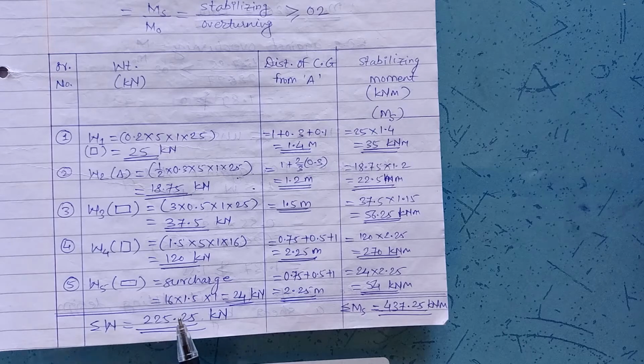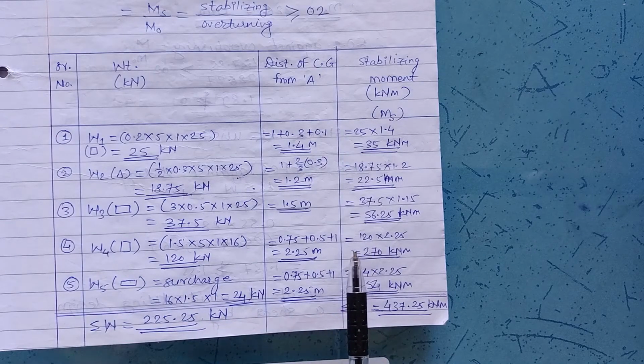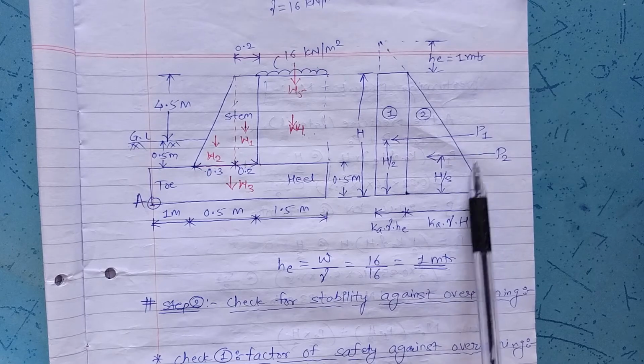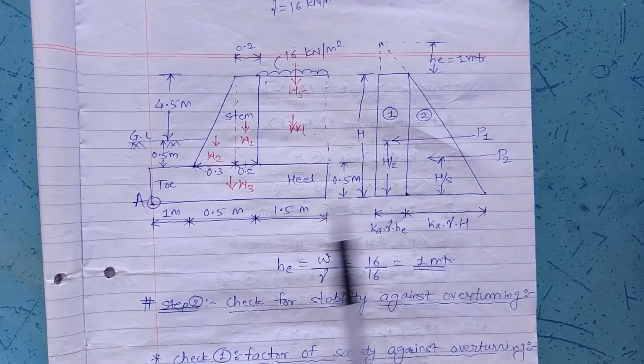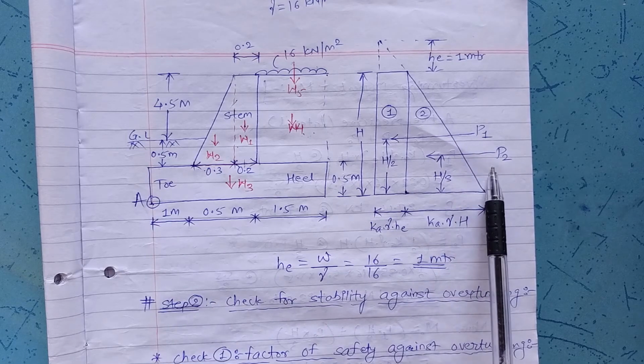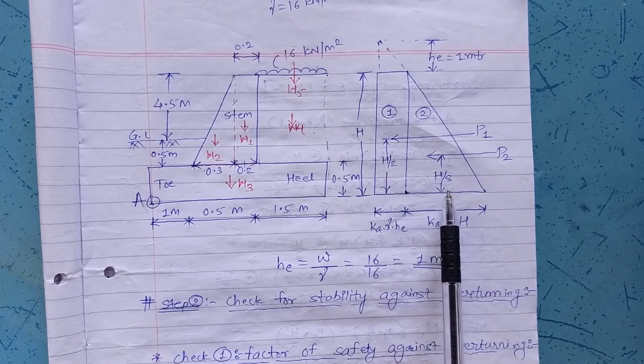Now we are supposed to determine the overturning forces and overturning moments. We have determined the stabilizing forces and stabilizing moment. Now here you can see that this P1 and P2 are nothing but laterally acting forces which will tend to rotate the retaining wall about the point A. And hence when these lateral forces P1 and P2 are multiplied with their lever arms, that is h by 2 and h by 3 respectively, they will give you the overturning moment.